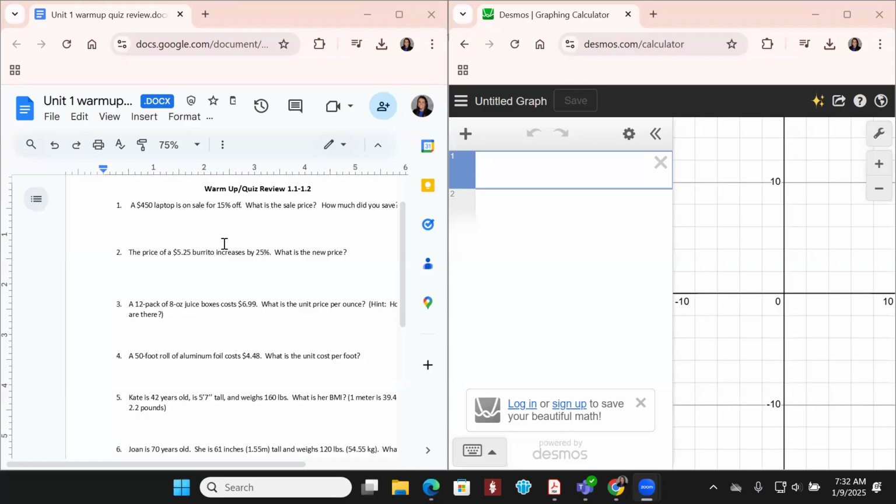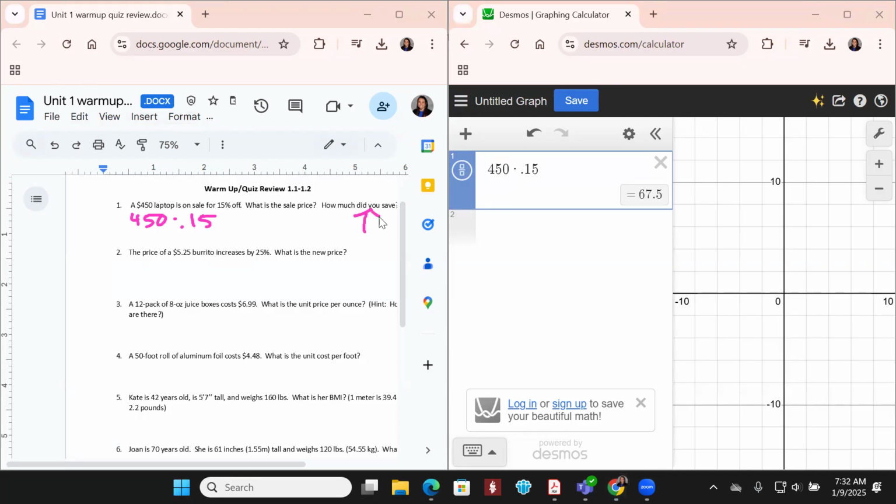All right, so a $450 laptop is on sale for 15% off. What is the sales price? How do I find that? Multiply 450 times 0.15, right? 450 times 0.15. And that's how much it's off, right?